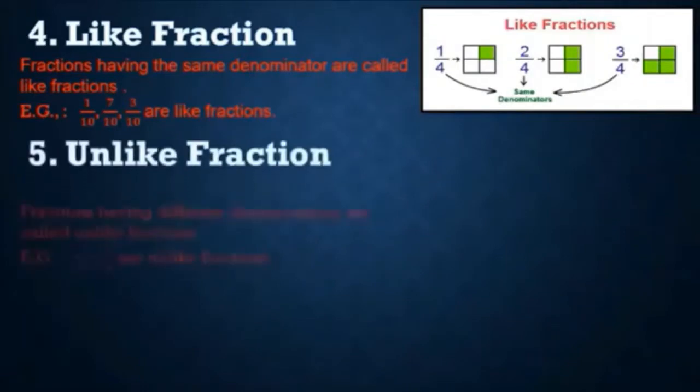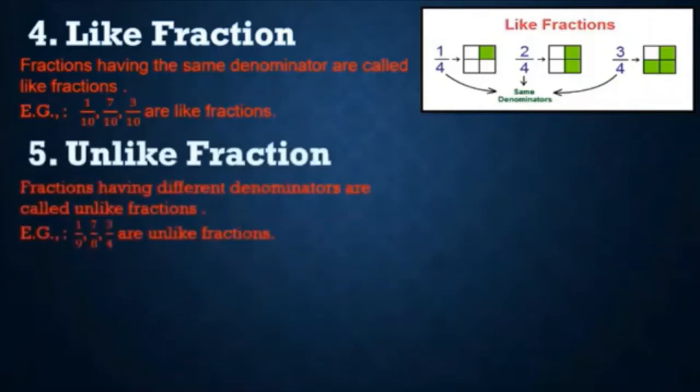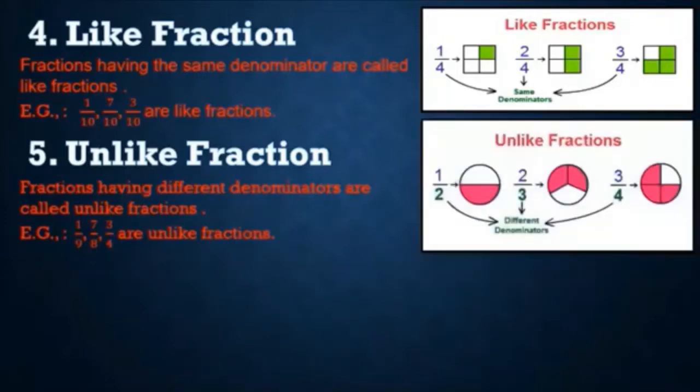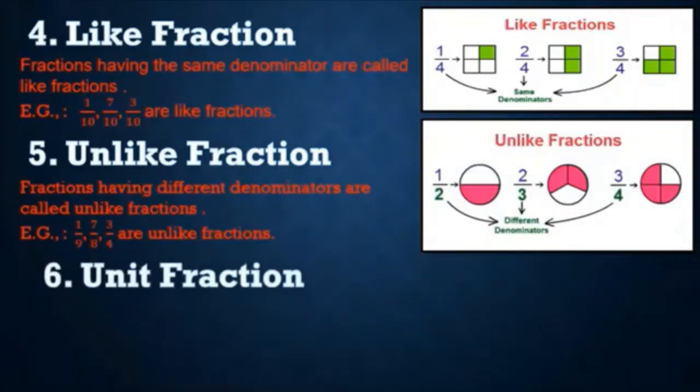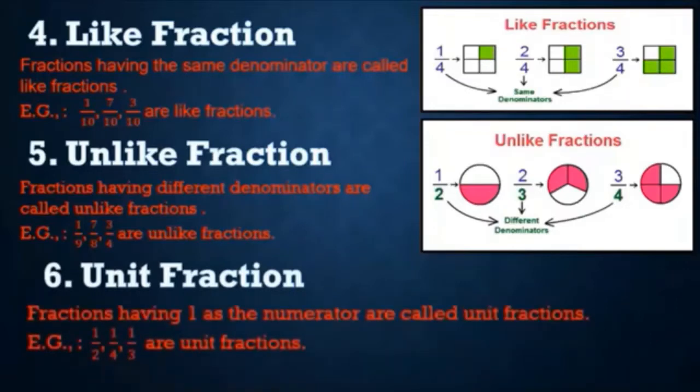Number 5, unlike fractions. Fractions having different denominators are called unlike fractions. For example, 1 by 9, 7 by 8 and 3 by 4 are unlike fractions. 1 by 2, 2 by 3 and 3 by 4 also are unlike fractions, as they all have different denominators. Our sixth one is unit fraction. Fractions having 1 as the numerator are called unit fractions. For example, 1 by 2, 1 by 4 and 1 by 3 are unit fractions.